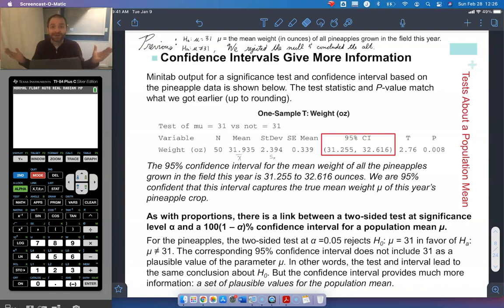I don't know with the significance test. I just know that it's different. But I don't know if it's good or bad, if it's larger weight or smaller weight. So maybe I should look at confidence intervals, they get more information. So that's where we're starting.